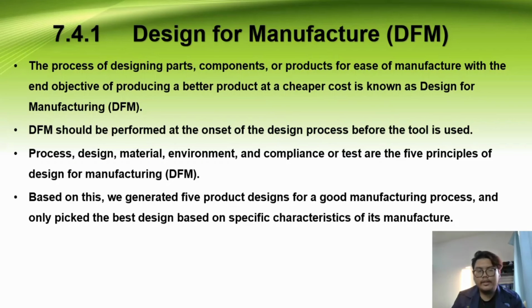The process, design, material, environment, and compliance or tests are the five principles of design for manufacturing. Based on this, we generated 5 product designs for a good manufacturing process and only picked the best design based on the specific characteristics of its manufacture.